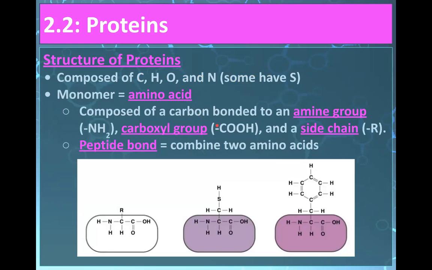Okay, that brings us to proteins. So proteins are made up of carbon, hydrogen, and oxygen, just like the other 2. Also nitrogen, also sulfur, and some. So it depends on the amino acid, but all of them are going to have carbon, hydrogen, oxygen, and nitrogen.